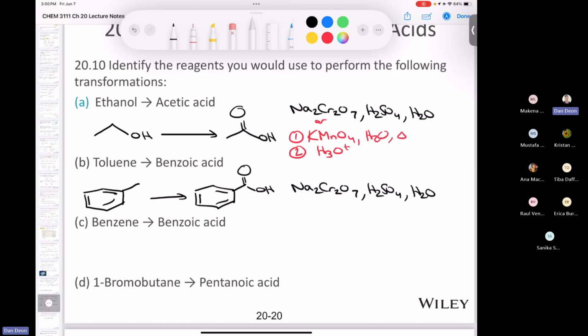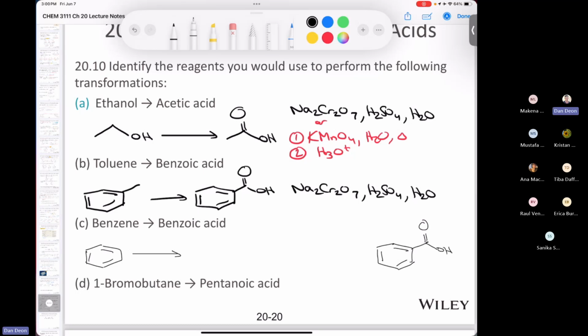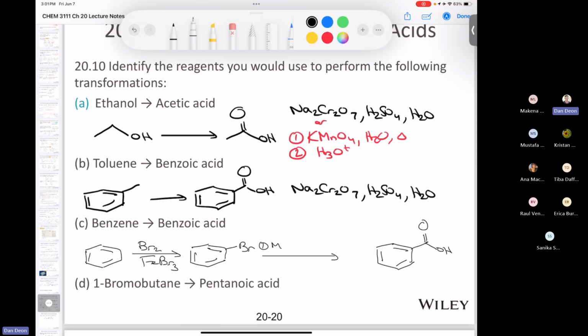The next one, if I want to take benzene and convert it into benzoic acid, I'll just put the benzoic acid over here. Well, I can't add the carboxyl group directly, but I could do a bromination with bromine and iron tribromide. And that would give me bromobenzene. And then all I would have to do is treat it with magnesium and then CO2 to do the Grignard to get the carboxylate. And then step 3, I would treat it with hydronium.